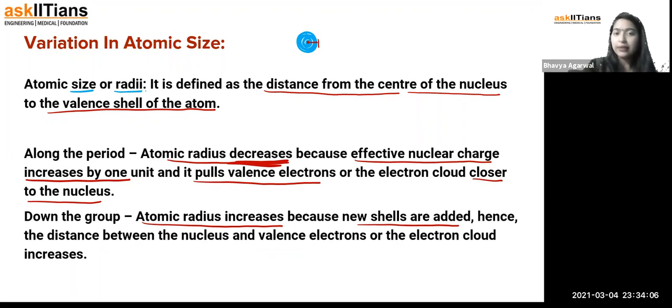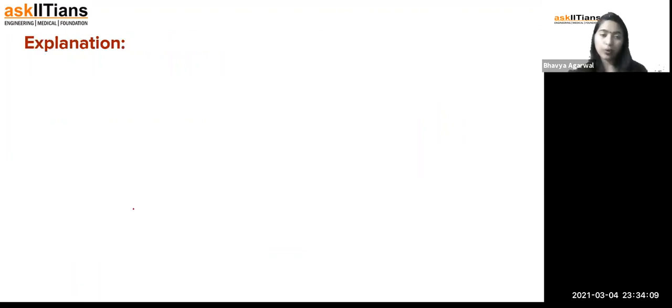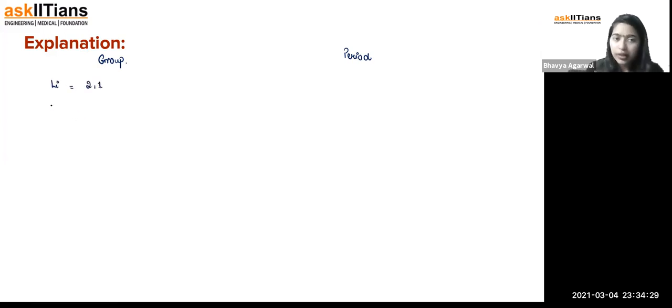So let's understand how, or what is actually happening. For instance, for a group, I'll be taking the same lithium case. So 2, 1. Below lithium lies sodium. Its electronic configuration is 2, 8, 1. Below sodium lies potassium. Its electronic configuration is 2, 8, 8, 1. Now, in all the cases, we have a nucleus.